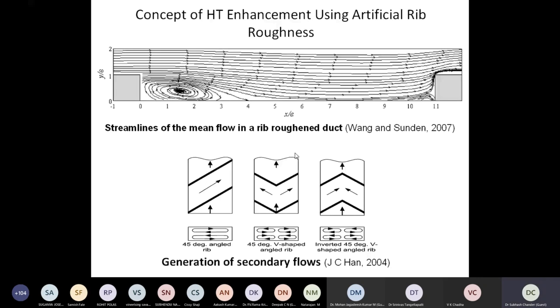So vortices are generated along the span-wise direction. Span-wise means along the length of the rib, right? So if we have V-shaped ribs, we can have the generation of vortices from both sides, all right? So we can expect some better transport of energy because these ribs are placed over the surface.